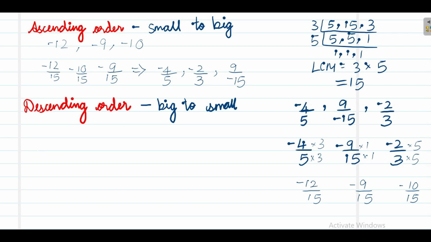So since we have written the ascending order, it is the reverse order, right? So I can directly write it as 9 by minus 15, minus 2 by 3, minus 4 by 5. So we are done with ascending and descending orders.